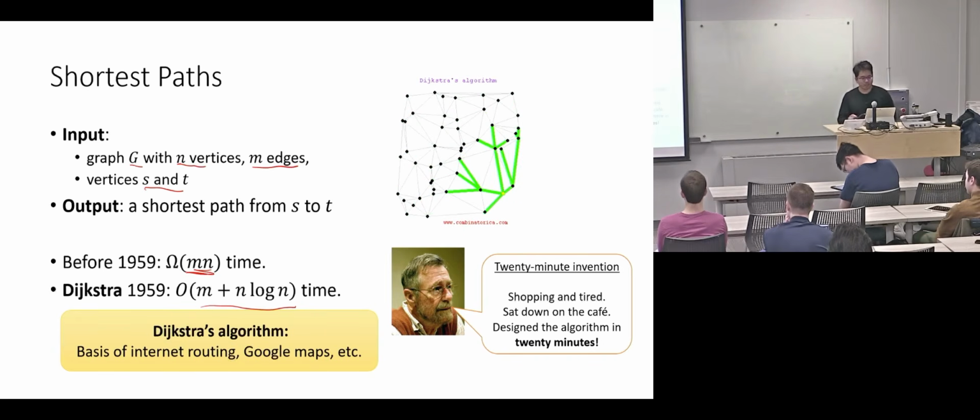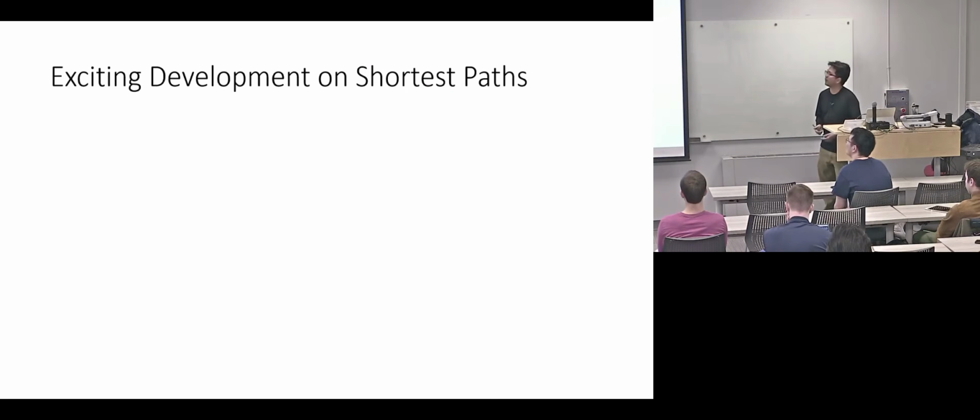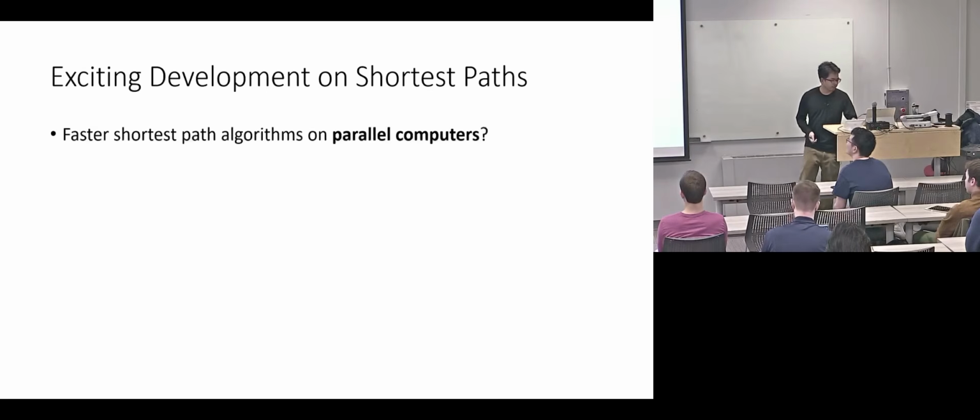And you can ask, can we do something better than this algorithm that is almost linear? This is already really good. What can you do further? It turns out that you can still do more. There are still exciting developments on shortest path, even until the last two years or last year. So one aspect you can ask is this.